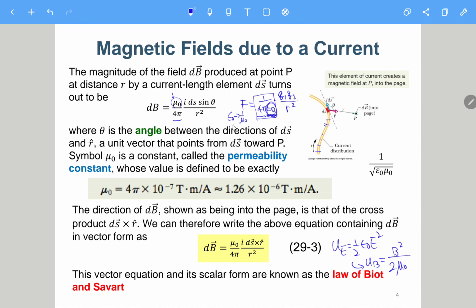For this epsilon naught and mu naught, we have an important value, 1 over the square root of epsilon naught mu naught. This is actually the speed of light c. We will learn it in chapter 33, actually the last chapter this semester. So this is the speed of light, and that's why light is a kind of electromagnetic wave. 光是电磁波. So it's related to the electric field and the magnetic field.